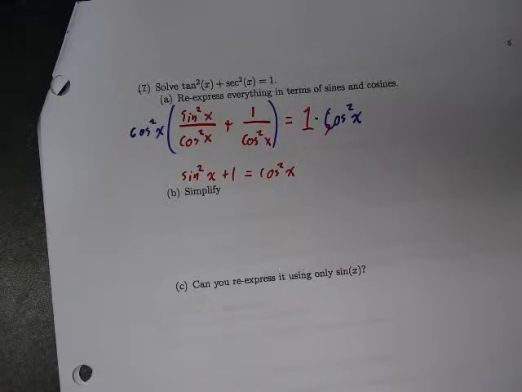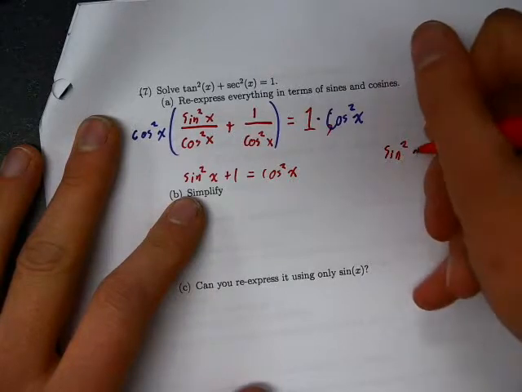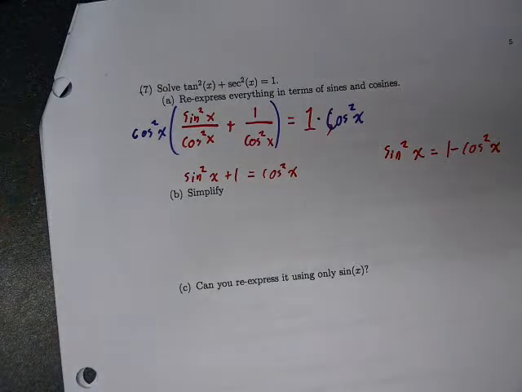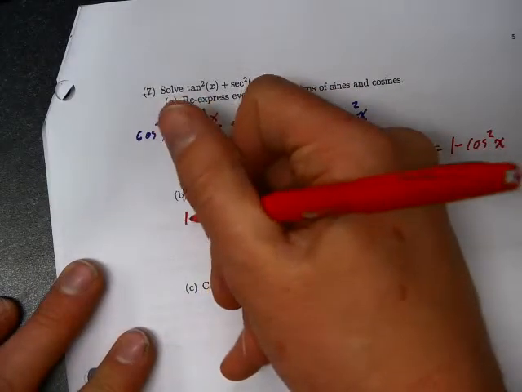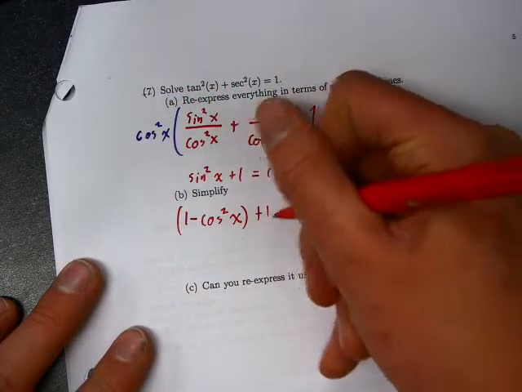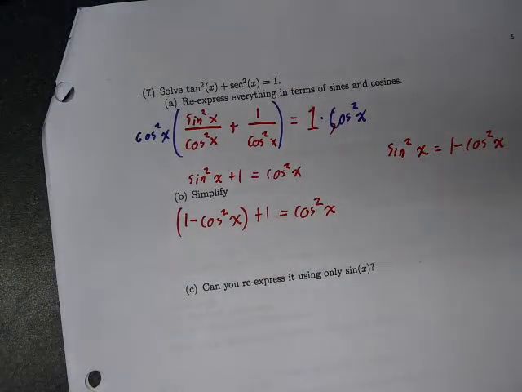So that means I want to rewrite all the sines in terms of cosines. So I know for a fact that sine squared of x is the same thing as 1 minus cosine squared of x. So I can rewrite sine squared as 1 minus cosine squared. So I'll replace that sine squared of x by 1 minus cosine squared of x, plus 1 is equal to cosine squared of x. Cool. And now I guess we simplify, eventually trying to solve for cosine.